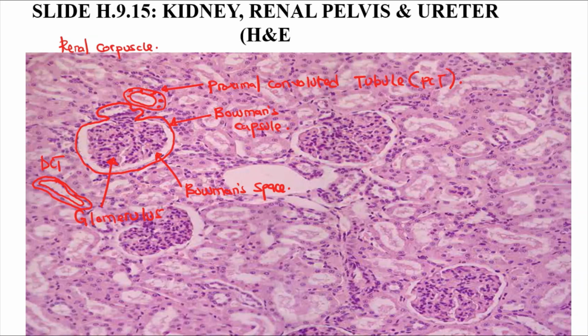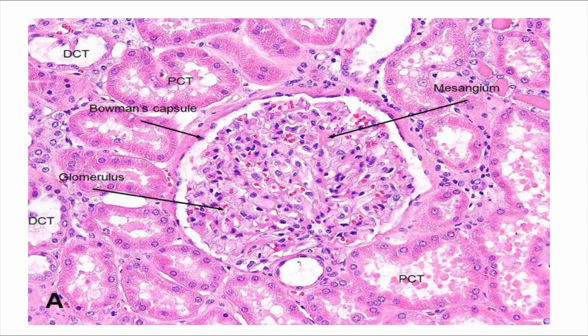Okay. So now let's look at this same structure at high power. This is the structure at high power. This part here in the middle, this is the glomerulus. And then this is the Bowman's capsule. The space in between the Bowman's capsule and the glomerulus, this is the Bowman's space.